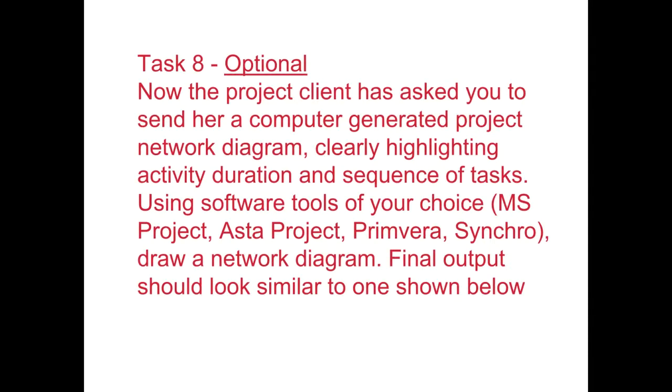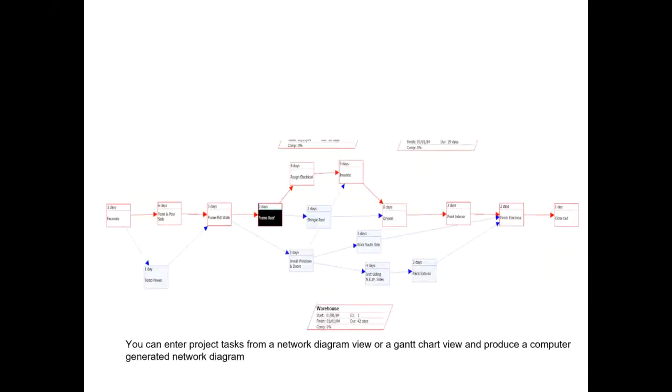Task A. So this is a problem set where I thought students could provide some evidence that they have gone through it. This is an optional activity which you don't need to do. But here the project client has asked you to send her a computer generated project network diagram, clearly highlighting activity duration and sequence of tasks. So using a software tool of your choice, which could include things like Microsoft Project, Primavera, or Synchro, or a number of other tools, you could draw a network diagram, and the final output could look similar to this.